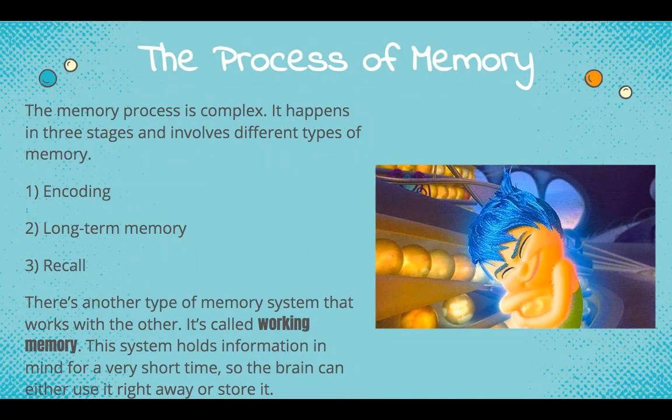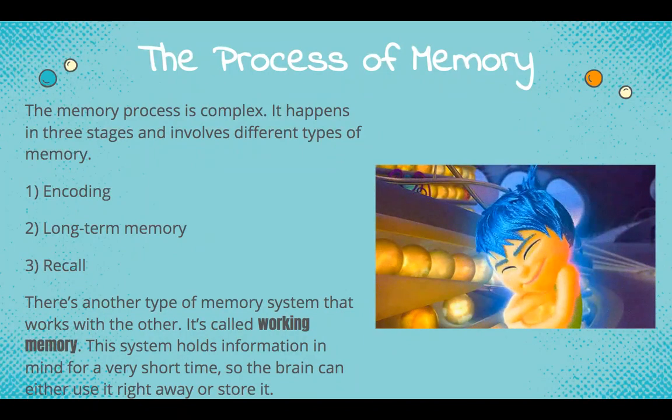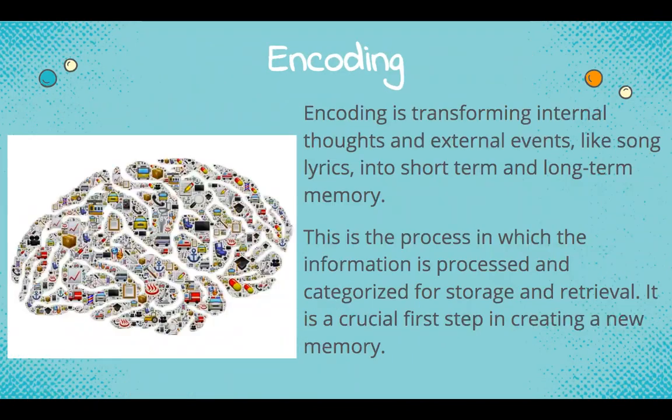There's another type of memory system that works with the others. It's called working memory. This system holds information in mind for a very short amount of time so the brain can either use it right away or store it.